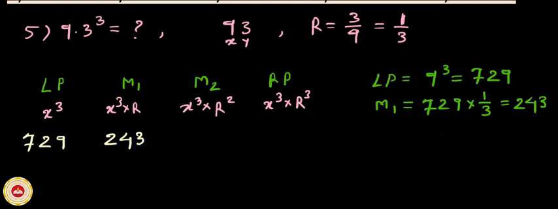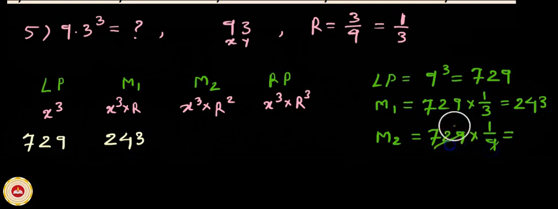243. What is middle part 2? Middle part 2 is x cubed, that is 9 cubed, that is 729, multiplied by the ratio 1 upon 3 squared, that means, okay, which is equal to, this will cancel, okay, 81, correct. So middle part 2 is 81. So write 81 in the middle part 2.